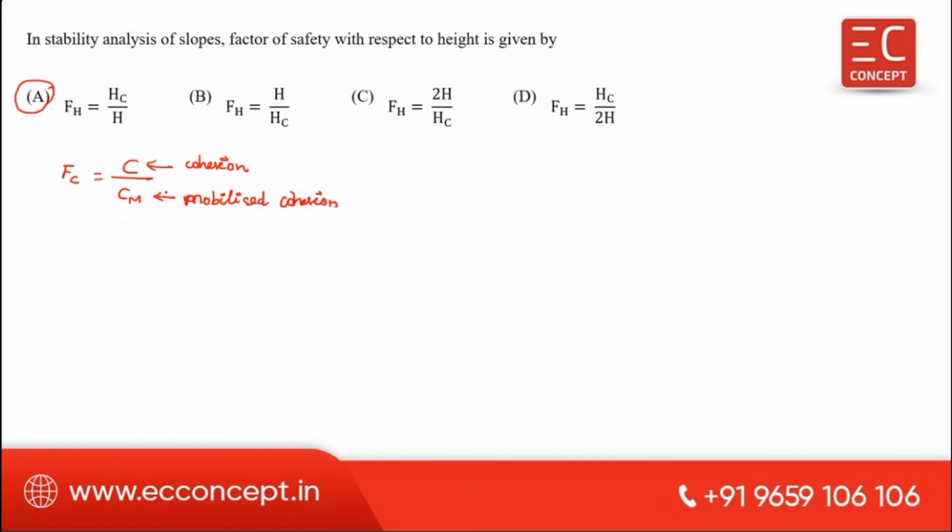So this is important, and we have to keep this in mind. Now the factor of safety with respect to friction is equal to tan phi divided by tan phi m. This also you have to keep in mind. The factor of safety with respect to friction. This is with respect to cohesion, and this is with respect to height. Okay.